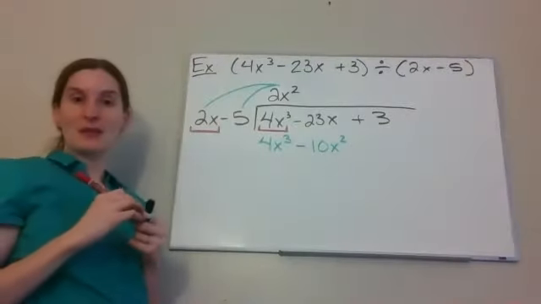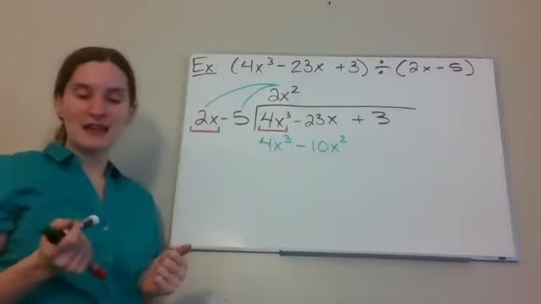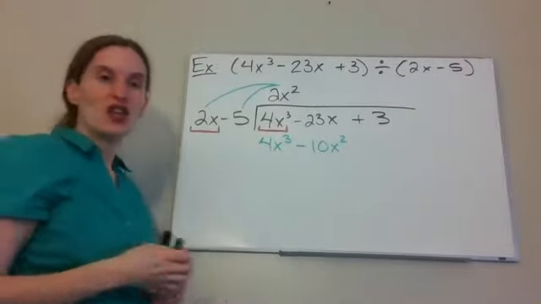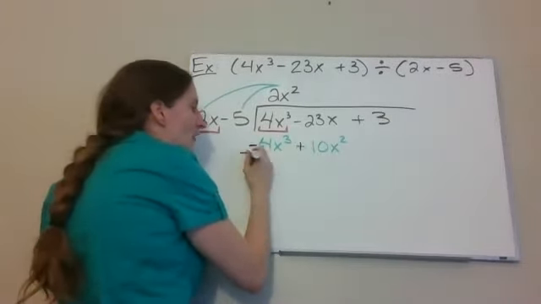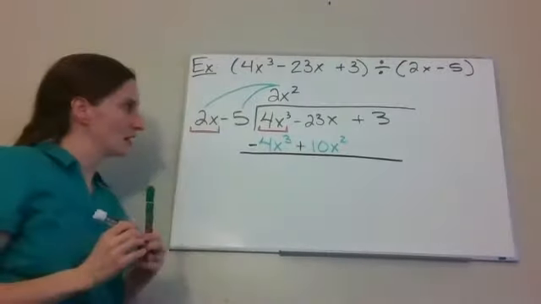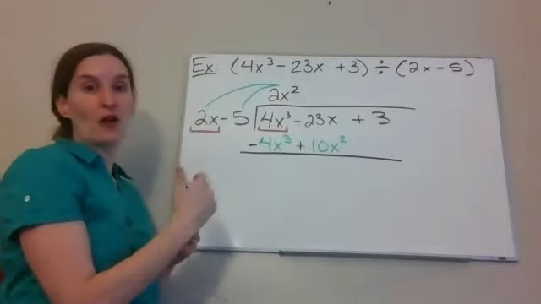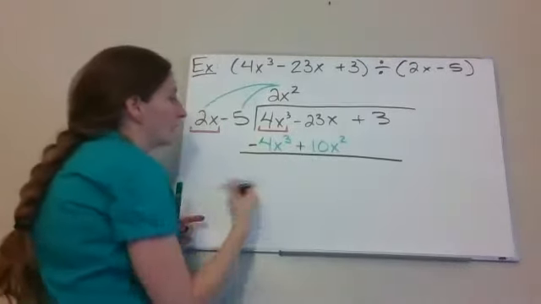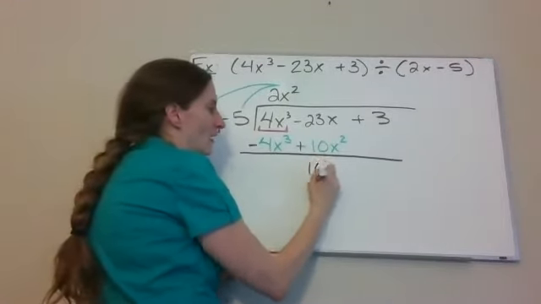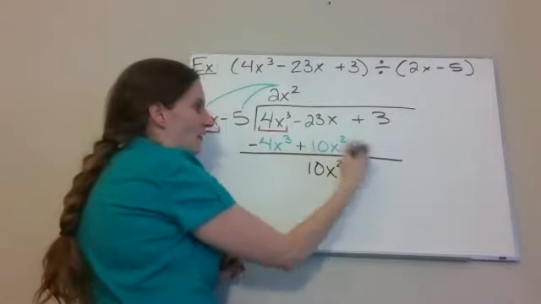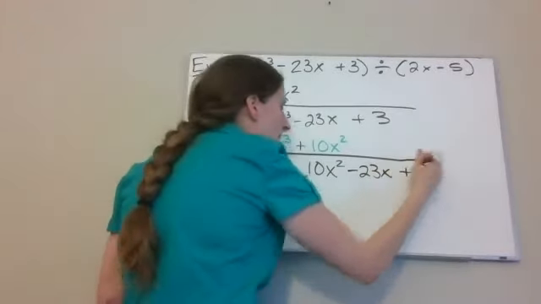Now's the part that a lot of people mess up. We're now supposed to subtract these two lines, but I think the easiest way to do that is to just change all of my signs. So make this one negative and make this one positive, and add the two lines together. My 4x to the third and my negative 4x to the third go away. Be careful, make sure you're only combining like terms. I only have one term that has an x squared. So I have 10x squared, I still have my minus 23x, and I still have my plus 3.